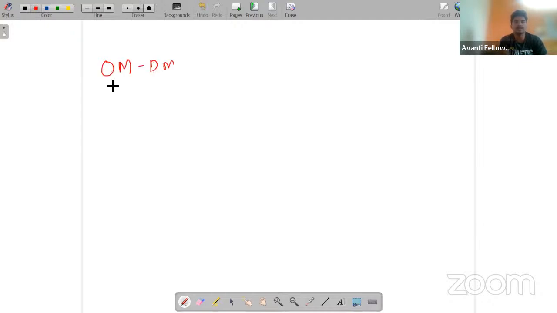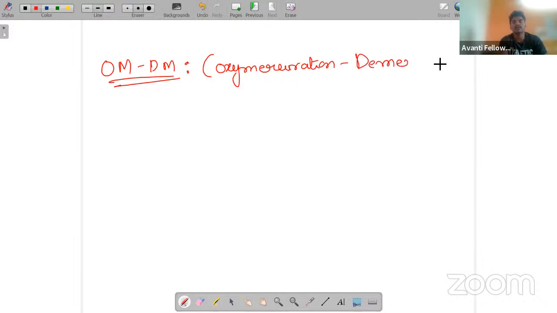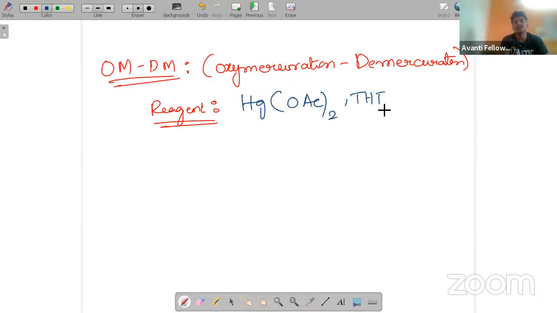OMDM. What is OMDM? Write down in your notes: oxymercuration and demercuration. So how do oxymercuration and demercuration take place? Very simple. What is the reagent here? I told you already. The reagent is Hg mercuric acetate in the presence of tetrahydrofuran, followed by a reducing agent, that is NaBH4 in the presence of H2O. So this is the reagent.